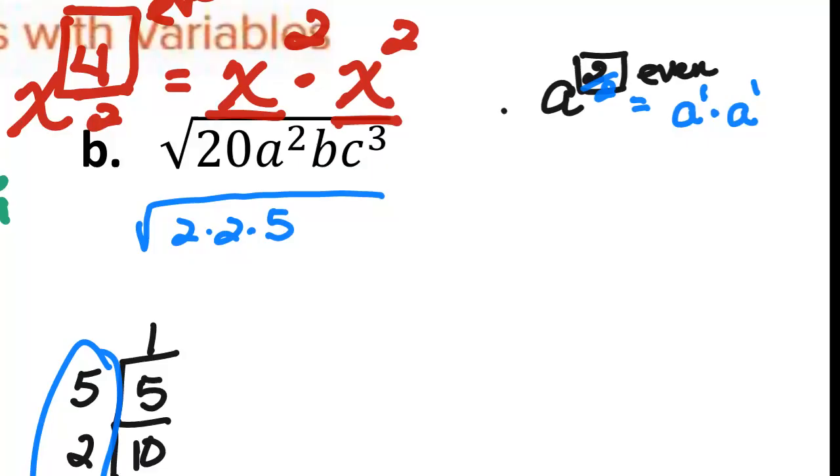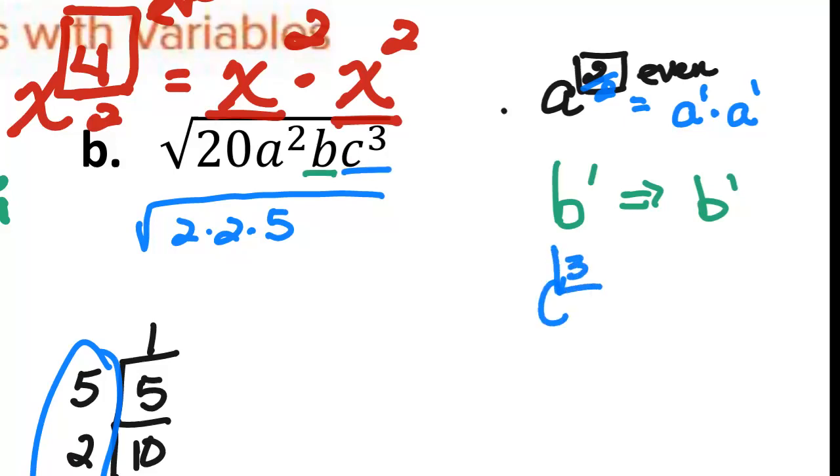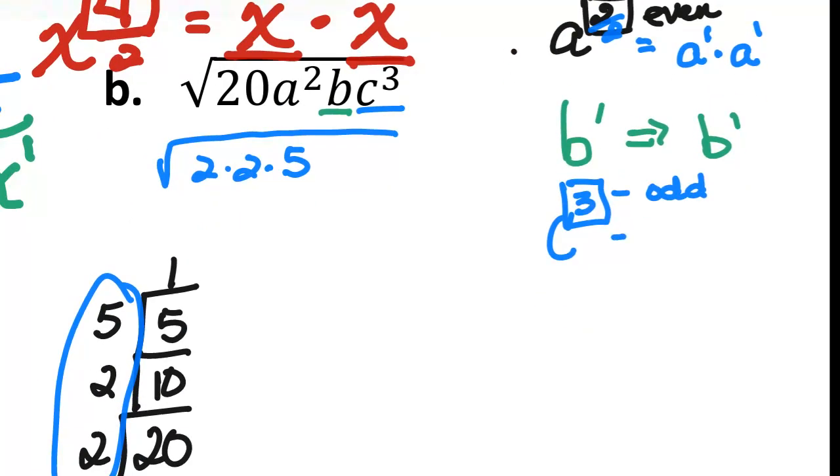All right. Then I have a single b. That's a b to the 1st power. It is odd, but there's nothing else with it. So I'm just going to leave b to the 1st as b to the 1st. Okay? And then finally, I have c to the 3rd power. That 3 is odd. I want to change that. So I'm going to change it to c to the 1st. And when I take 1 away from that 3, that leaves me with c squared.